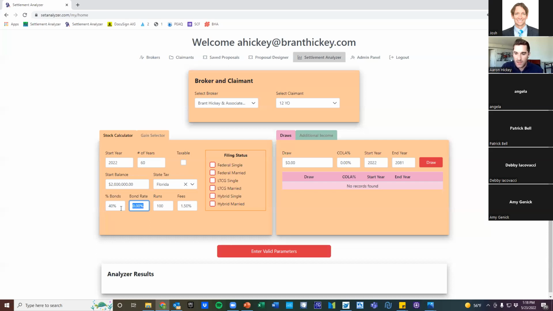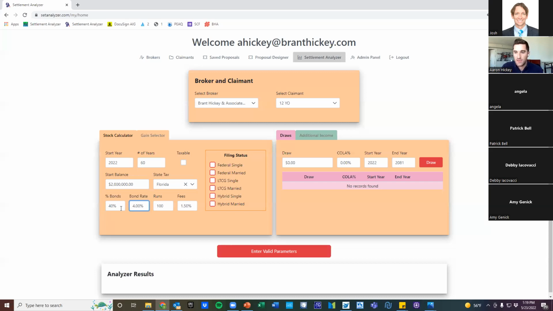Bond rate is something that you can manually input. This is going to be based off of current rates. The 10-year treasury is somewhere around 3% right now. There are a couple bonds that you can buy that are just slightly higher than that. There's some research that you can do outside of the system to get an applicable bond rate that will be of most benefit. But for this scenario, I'm going to put 4%.